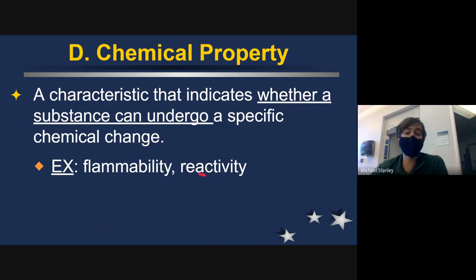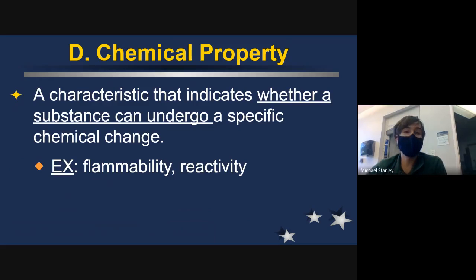Same thing with reactivity, which is just how likely is this chemical going to react with stuff in the air or stuff that it comes into contact with. Some chemicals are very reactive and they have to be kept in secure containers because if they touch a little bit of air or a little bit of water, they'll explode, essentially. Whereas other chemicals are extremely unreactive. They won't have any sort of reaction no matter what situation you put them in.